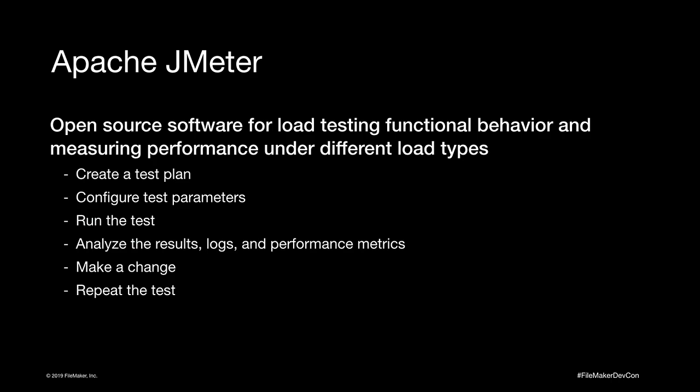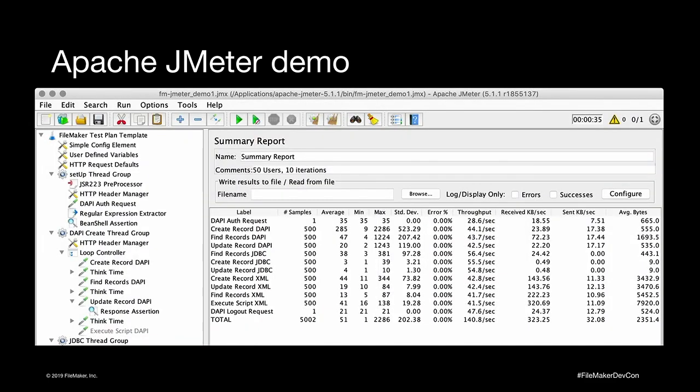So more recently, I picked up JMeter again and started using it to test some of FileMaker's APIs to understand better the performance characteristics of each of those for different systems that we were analyzing performance on. All right, so let me jump into this demo.